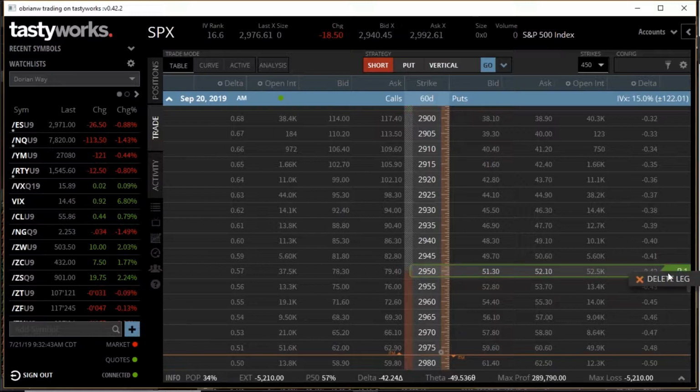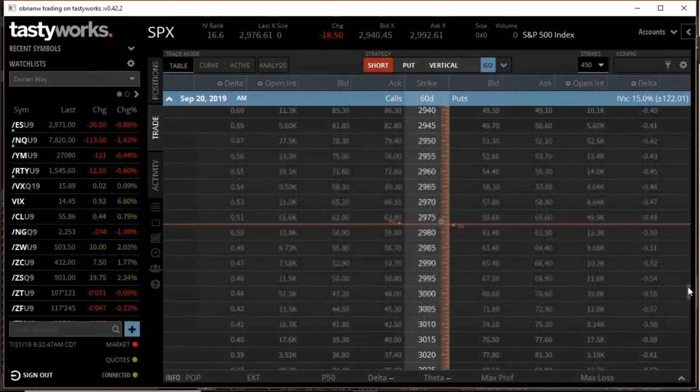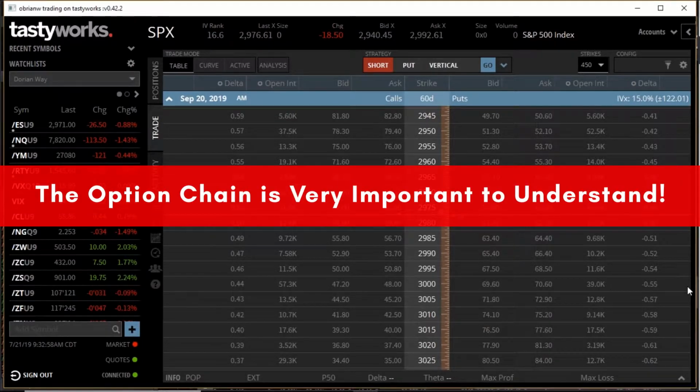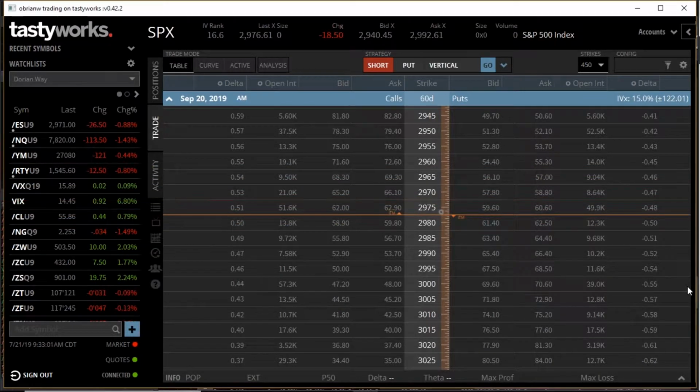All right, so let's jump into this a little bit deeper and go over what we think is very, very important, and that's the option chain. To be able to understand buying and selling options, you got to master what the option chain is. So what is the option chain? The option chain is also known as the option table.